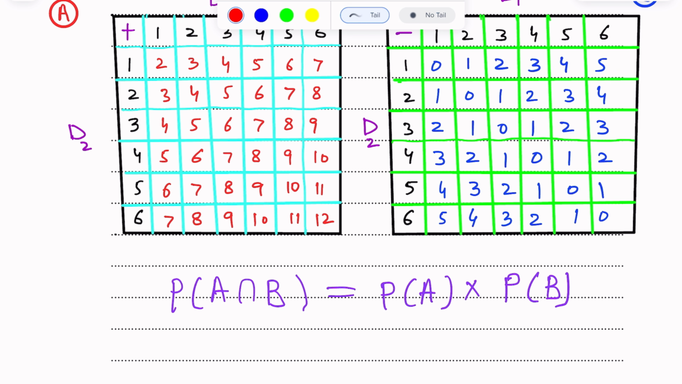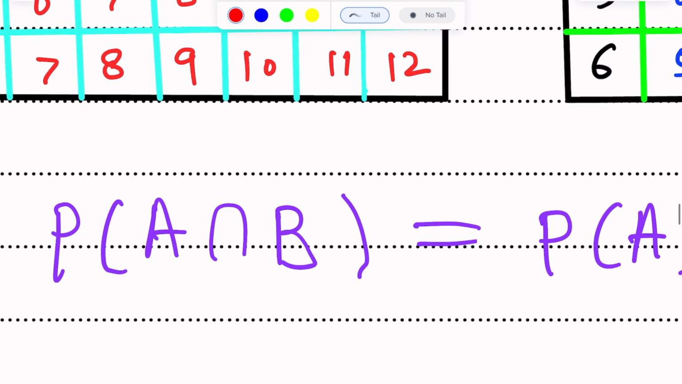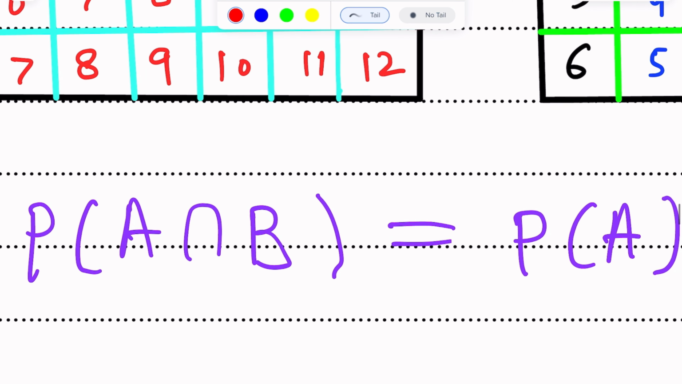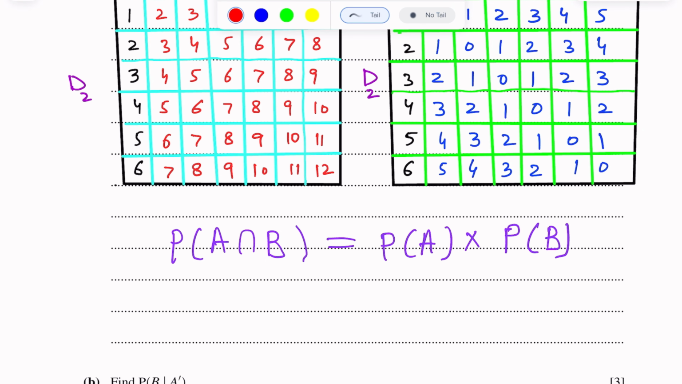So this means that we have to find first the probability of event A, the probability of event B and the probability of A intersection B. The intersection means 'and' in statistics: probability of A and B. So first we have to find P(A), P(B) and P(A intersection B).